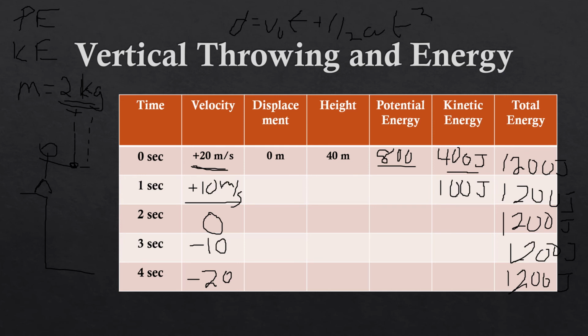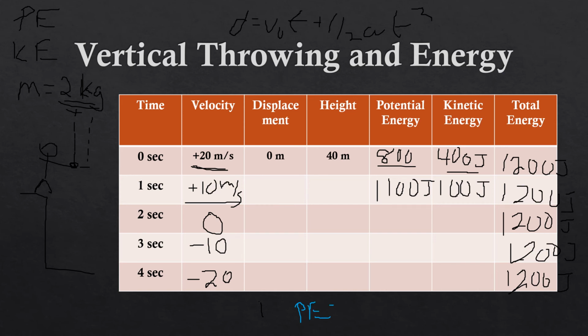So, if the kinetic energy is 100, what's the potential energy? Yes, 1100, because it still has to add up to the same total energy. So if the potential energy is 1100, what's the height? Well, I will show this one. You know what? I'm going to get a better marker.